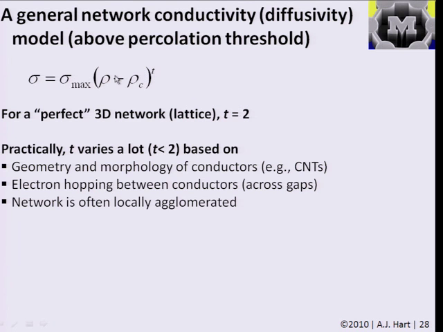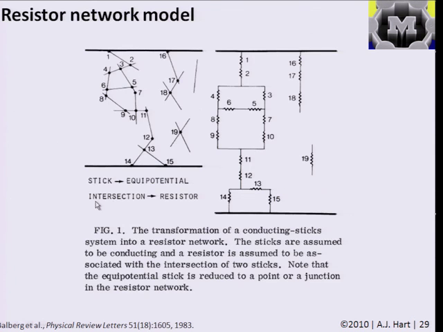And if you had a perfect three-dimensional network of structures, like a perfect three-dimensional lattice, the value of that exponent would be 2, and practically the value of this exponent varies on a lot of things that we've already mentioned, such as the geometry and the morphology of the conductors and the characteristics of contact between them. But this general kind of equation is often fit to the percolation behavior of networks to determine what's dominating their characteristic transport.